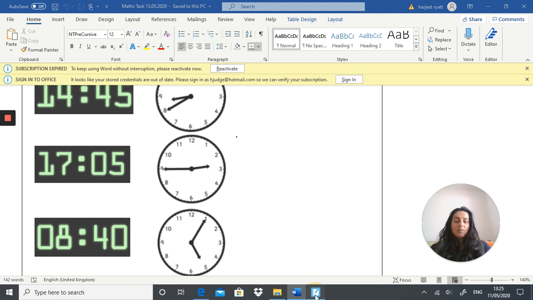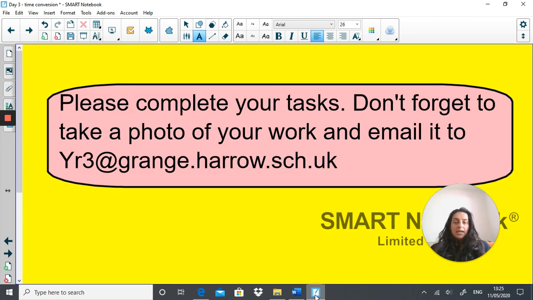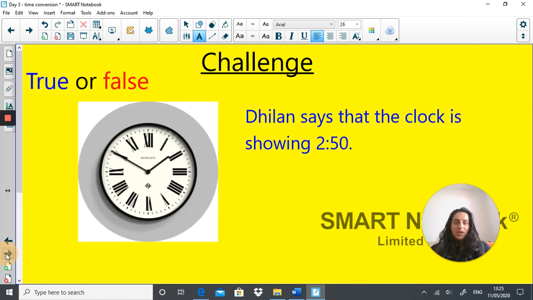Go back to my smartboard here, and if you still want a challenge, which is great, then look at this. The challenge says, true or false? Dylan says that the clock is showing 2:50. Is that true or false? Look at the hands very carefully, look at the time very carefully, and tell me whether Dylan is correct or incorrect, true or false.